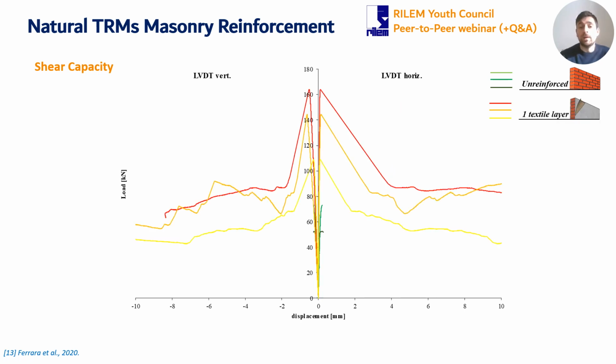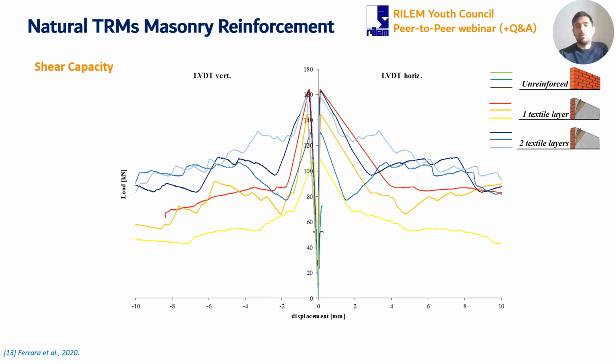When we move to samples characterized by the one-layer flax TRM system, here we can see on the y-axis, of course, the load, and on the x-axis negative and positive displacement in the diagonal direction of the sample, we can see a much higher strength capacity and also a higher ductility of the system. And when we increase the rate of reinforcement with two layers of flax textile, we do observe not only an increase of strength, but also an increase of capacity in the post-peak phase.